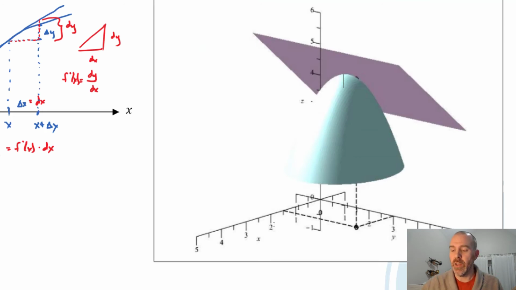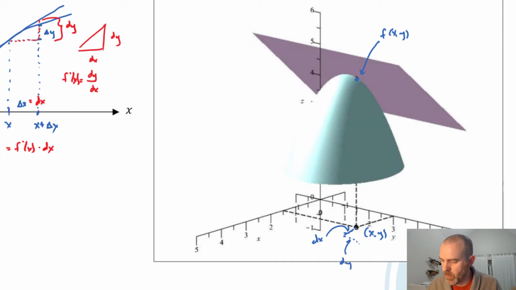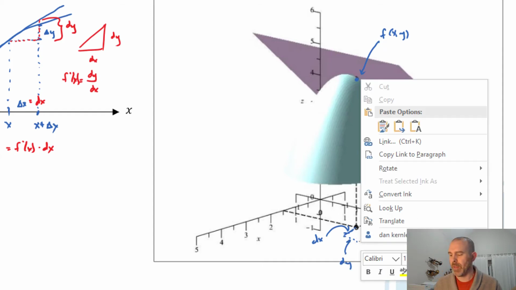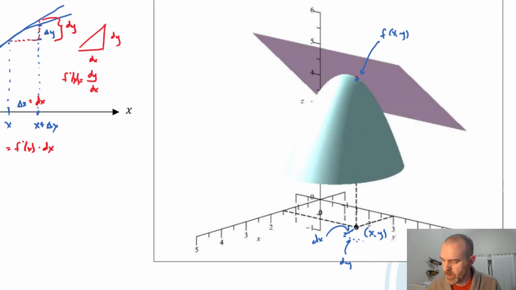All right, so let's take a look at what this would be in 3 dimensions. We have in the plane an x, y, and then up above, I don't know if you can see, there's a little hidden dot there, that's f of x, y. What if we move in the xy plane from that point? Say we move a little dx, and then we move a little dy, and we're out here further in the xy plane. So we've moved a little in the x direction, and a little in the y direction.